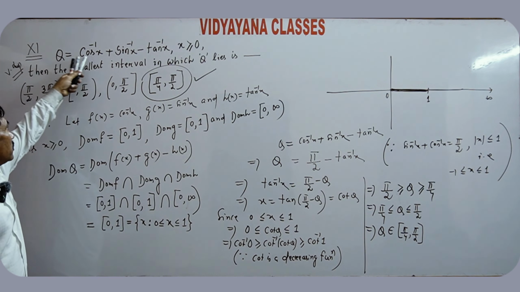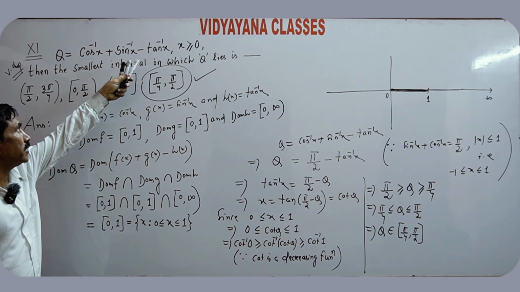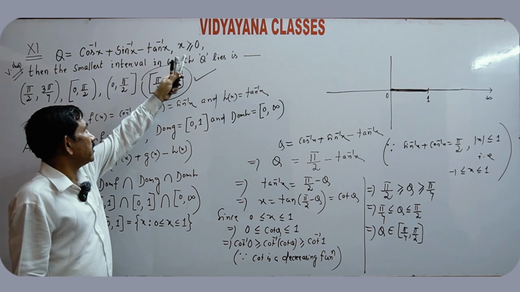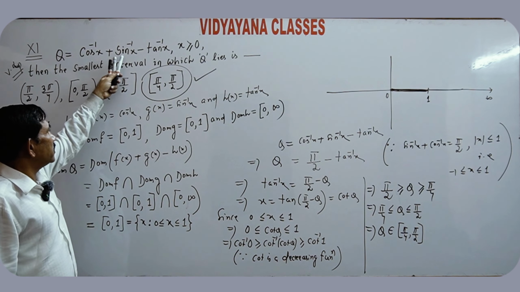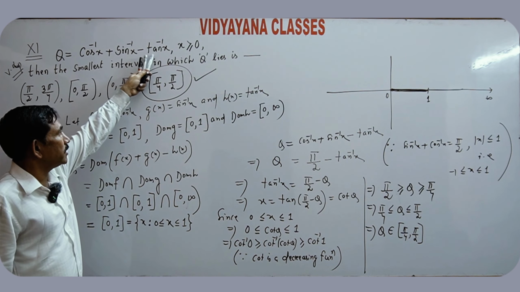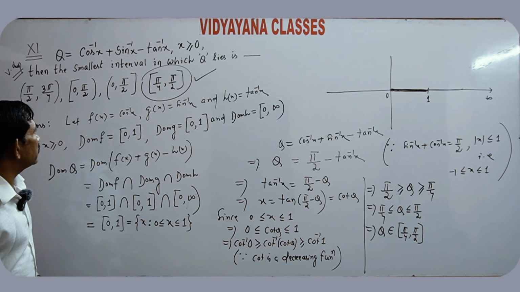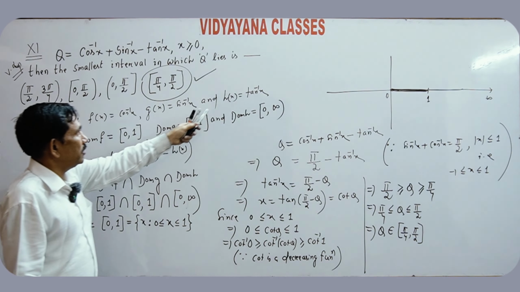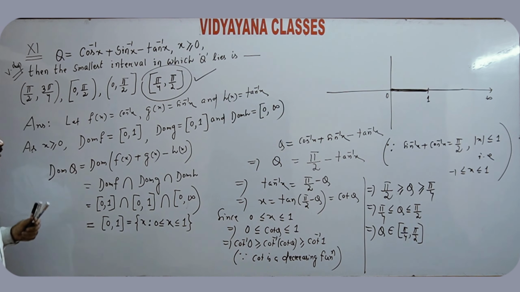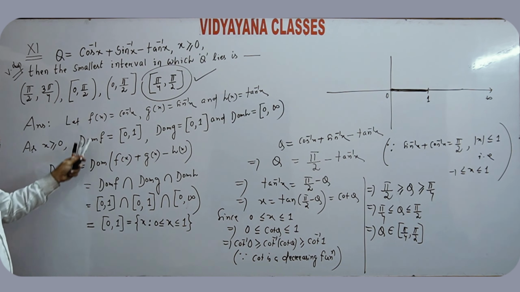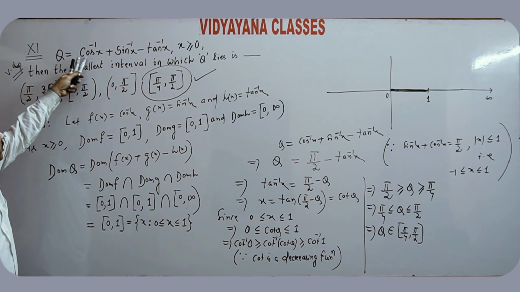Theta is given by cos inverse x plus sin inverse x minus tan inverse x, with x greater than or equal to 0. Let f(x) be equal to cos inverse x, g(x) is taken as sin inverse x, and h(x) is taken as tan inverse x. As x is greater than or equal to 0, the term of f, that means cos inverse x.